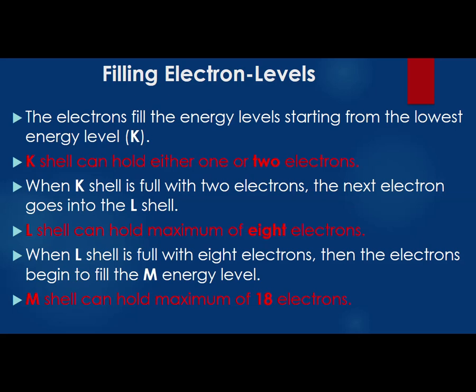When the L shell is full with 8 electrons, then the electrons begin to fill the M energy level. For example, sodium has atomic number 11, so it will fill the first two electrons in the K shell, then it will fill the L shell with 8 electrons, and then the next electron will move to the next shell, because L can hold just 8 electrons at a time, not more than 8. The M shell can hold a maximum of 18 electrons.